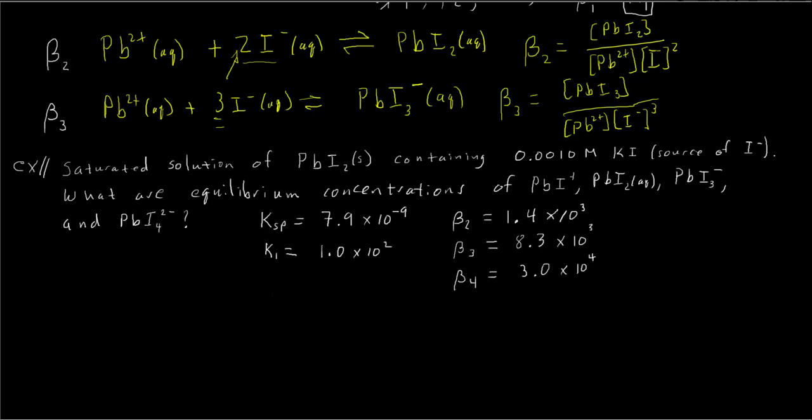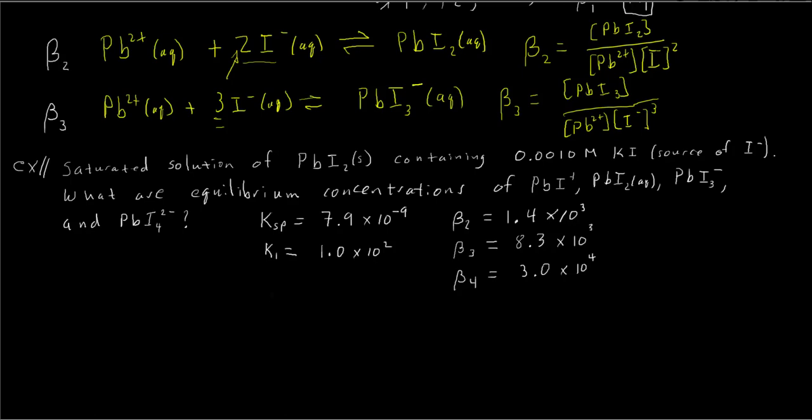Okay, so here's our practice question. We're starting off with a saturated solution of PbI2 solid containing 0.0010 molar potassium iodide. And the important thing there is that potassium iodide is a source of the I- ion, which is what we need as a reactant in all of these complexation reactions. So we want to know what are the equilibrium concentrations of PbI+, PbI2 aqueous, PbI3-, and PbI4 2-. So we're going to use equilibrium calculations to do all of those.